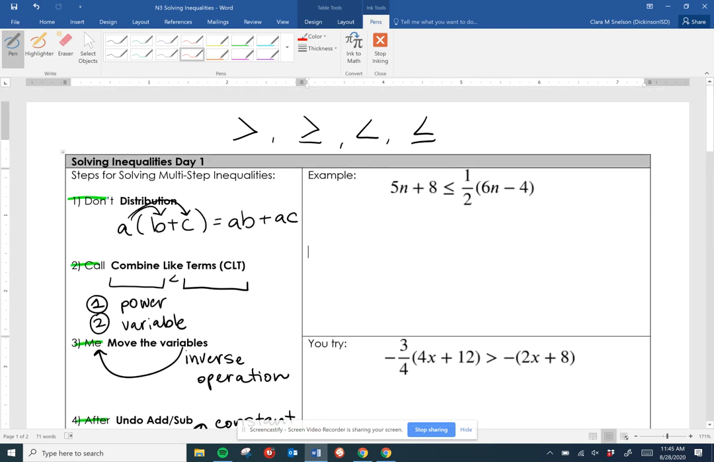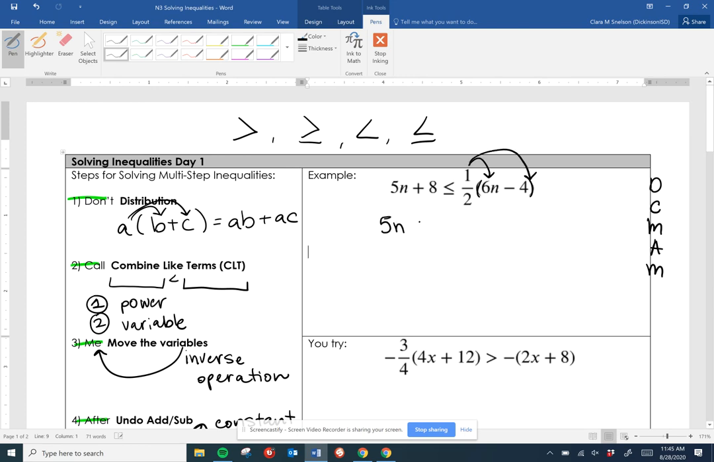So if we come up to the top, in this first example, we'll just write down our steps. Don't call me after midnight. So we can make sure that we go through all of them. The first one is going to be distribution. And on this one, we know we need to distribute because we have this pair of parentheses here. So we are going to distribute this 1/2 into the parentheses.